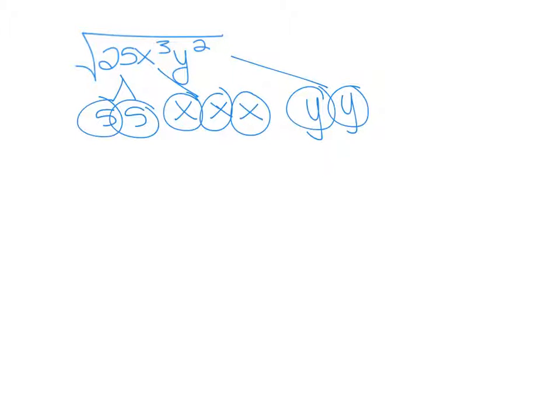So now when we're looking for the pairs, we have our 5s, our x's, and our y's. That's the only one that's left over. So our final answer will be 5. We had a pair of x's, we had a pair of y's, and on the inside, x.